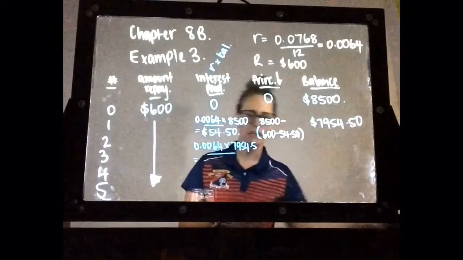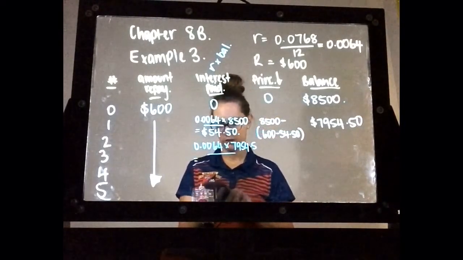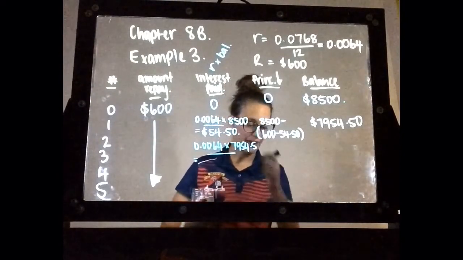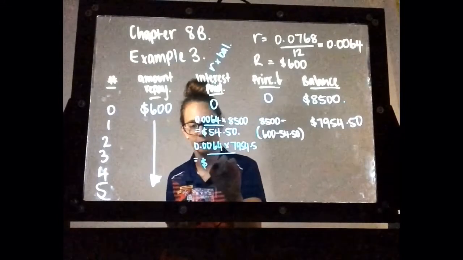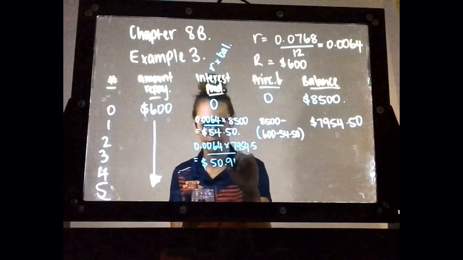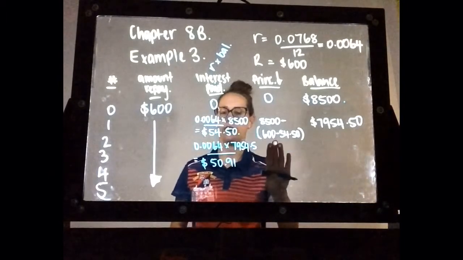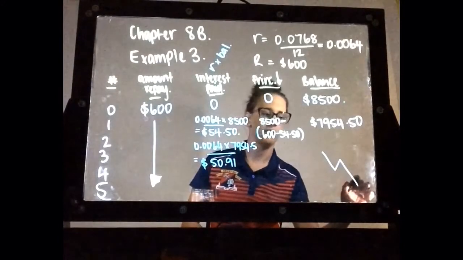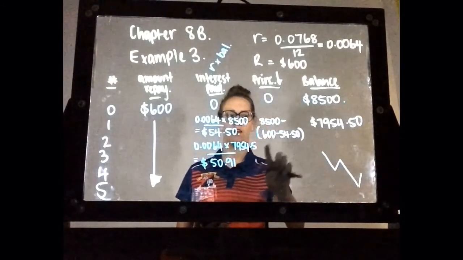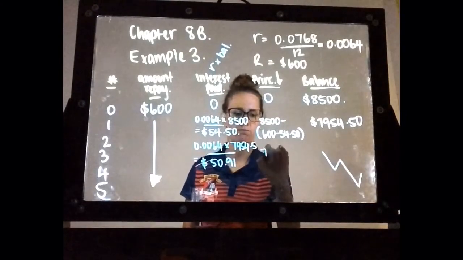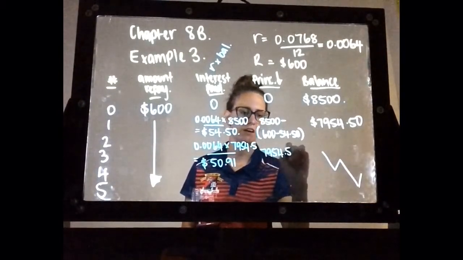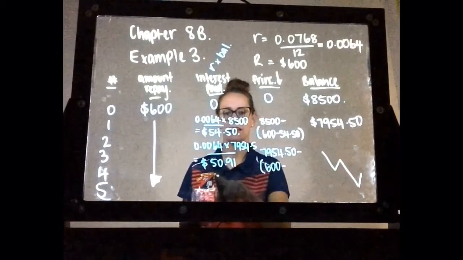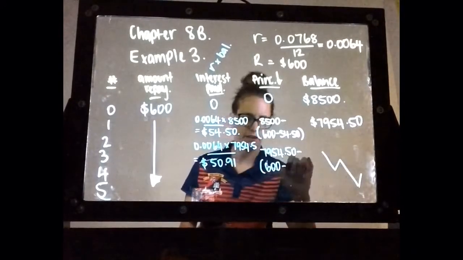I'm going to put that into my calculator. And I get 50.9088. Because it's money, I'm going to round to 2 decimal places. So $50.91. I now move on to my next one. Now remember, this is our 2 steps forward, 1 step back, 2 steps forward, 1 step back. My remaining balance is 7954.5 minus 600 minus the interest I paid. So what I just calculated.